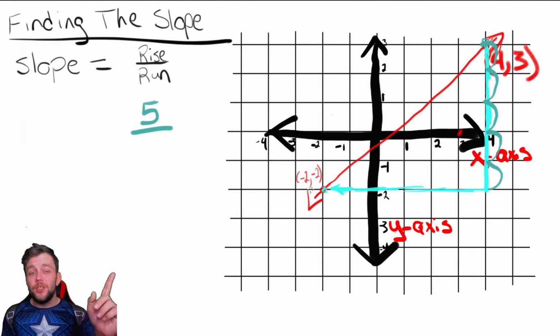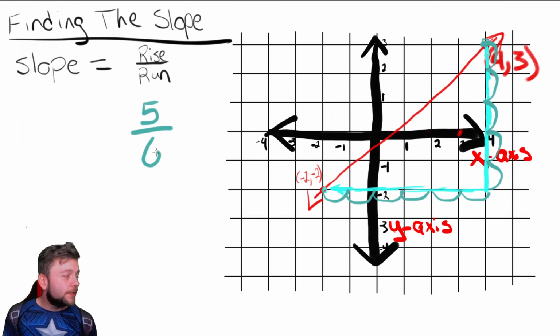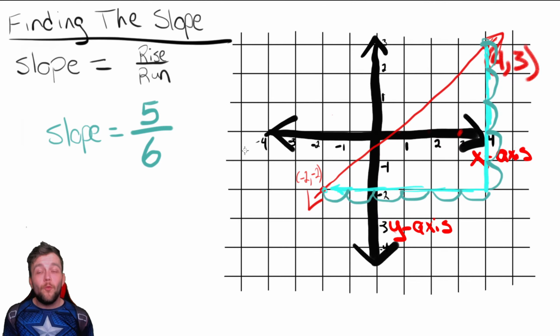over, and then what is the change in my horizontal, my run? So the change in my horizontal is 1, 2, 3, 4, 5, 6. 6. So my slope equals the rise over the run. So the slope of this line is 5/6. Okay. You might be asking, well, Paul, where am I going to use this, right? Where might I use this?